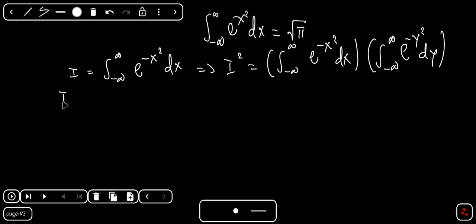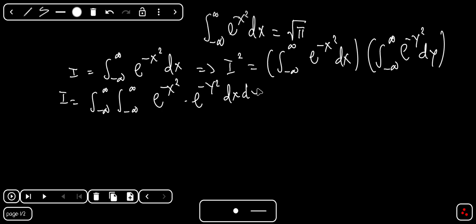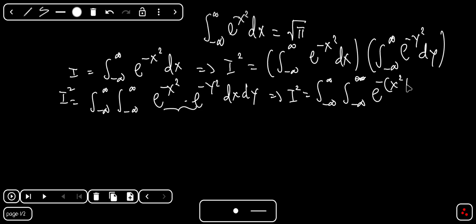So we're going to have I squared equals the integral from negative infinity to positive infinity, and another integral from negative infinity to positive infinity of e raised to the power of negative x squared multiplied by e raised to the power of negative y squared dx dy. If we apply the law of indices here, we're going to have I squared equals the double integral from negative infinity to positive infinity of e raised to the power of negative into bracket x squared plus y squared, dx dy.